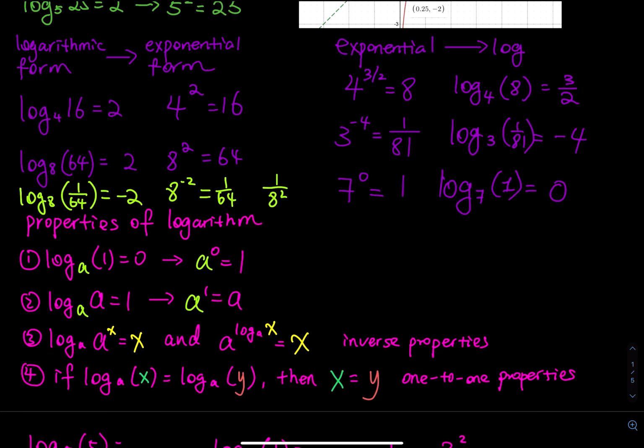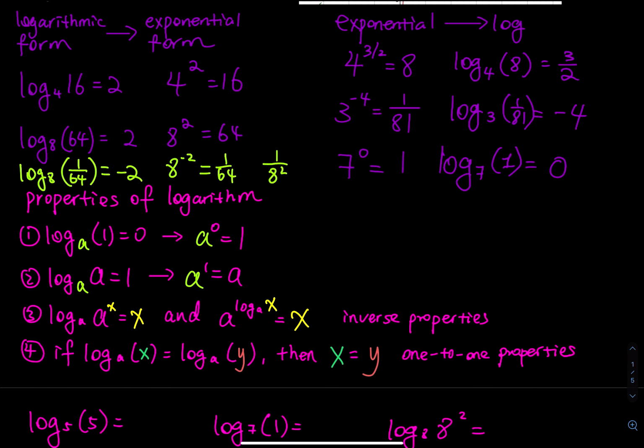And then the next one, log base a of a to the x equals x. And then I color coded the x for you. Also, a raised to the log base a of x equals x. This is called the inverse properties. And then the last one, the one-to-one properties: if log base a of x equals log base a of y, notice they have the same base a, then x equals y. This is the one-to-one property. They are not that hard to use.